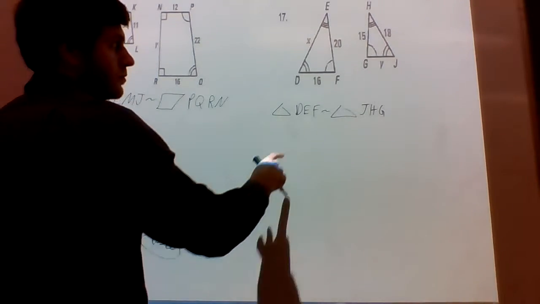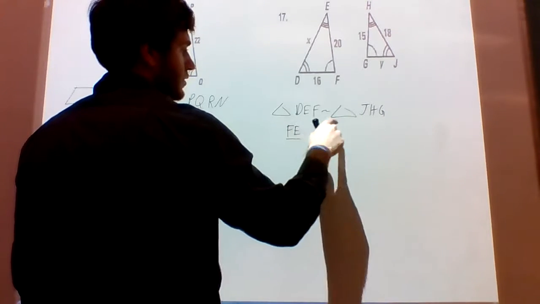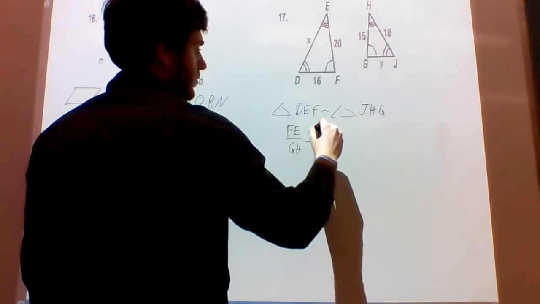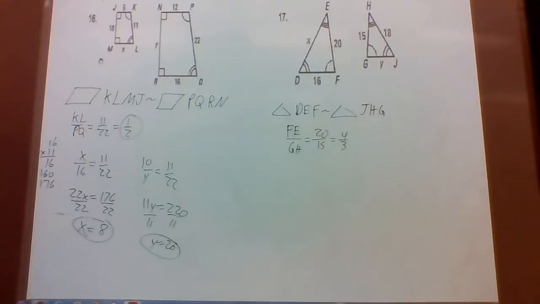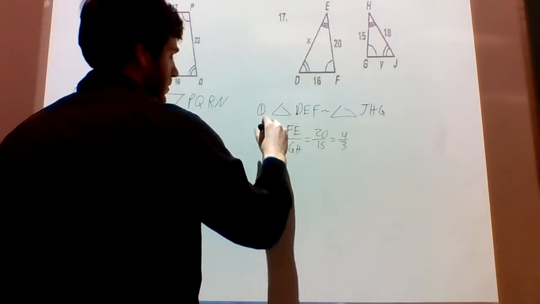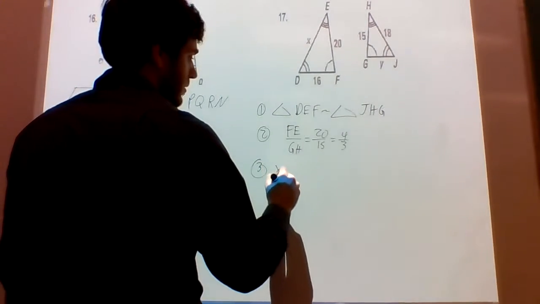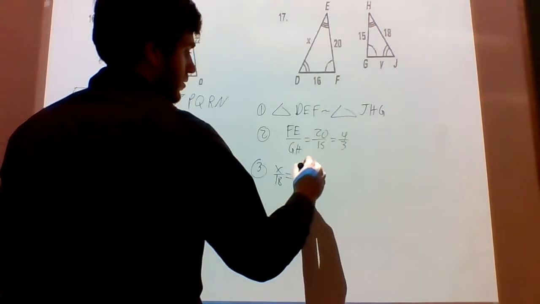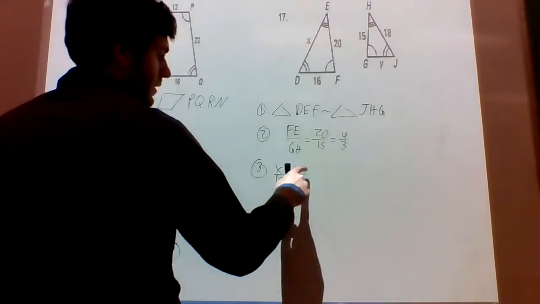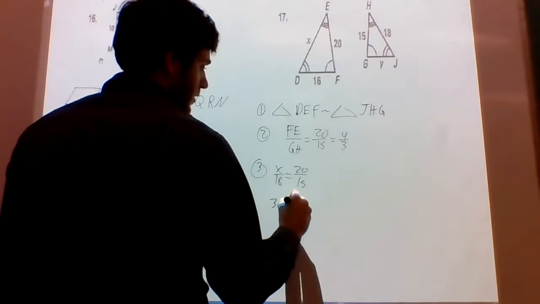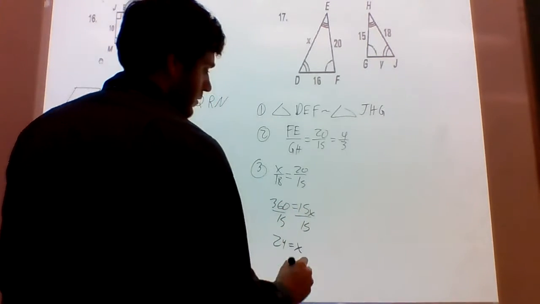In our ratio, okay, we know FE and GH. That's 20 over 15, which is 4/3. And we could have also got 3/4. So that's our scaling factor. Okay, third, we have to solve. X corresponds with 18. 20 corresponds with 15. Okay. 18 times 20 is 360. That's going to equal 15x. Divide by 15. You get 24 equals x.